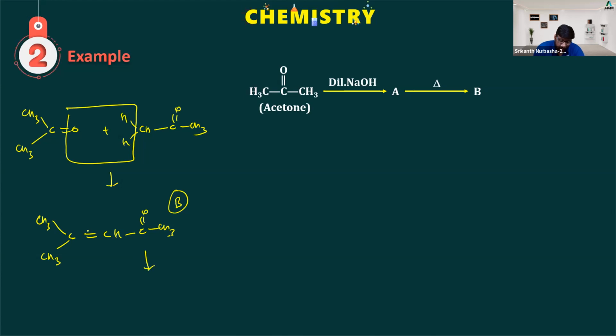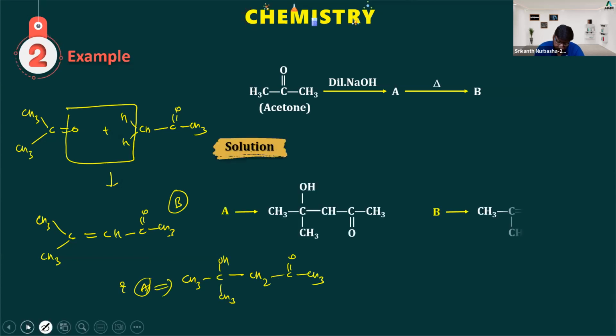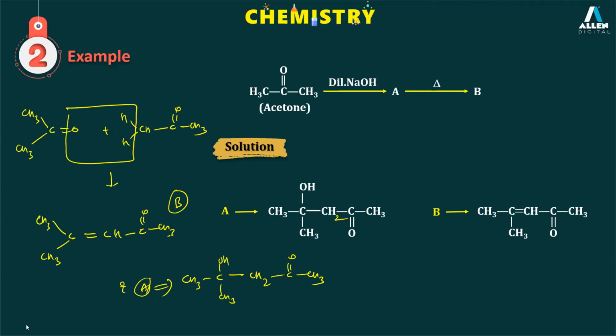A, how to find out? Before this, you should have C-OH and CH. What it means is that a double bond formed here means on this carbon you should have OH, and on this carbon you should have hydrogen. So A should be CH3 C(OH) CH3 single bond CH2 C double bond O CH3. This should be respectively CH3 C(OH) CH3 CH2 C double bond O CH3, and B is CH3 CH3 C double bond CH C double bond O CH3. Got it or not, A and B? Yes, sir. That's right.